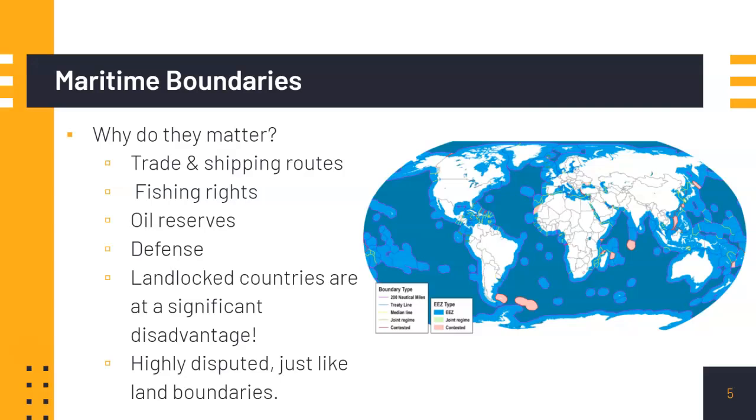Lastly, landlocked countries face significant disadvantages due to their lack of direct access to the sea. Without maritime boundaries, these countries are unable to establish trade routes by sea, making them reliant on neighboring countries for access to ports and shipping lanes. This geographic disadvantage can hinder their economic development and limit their ability to engage in global trade.